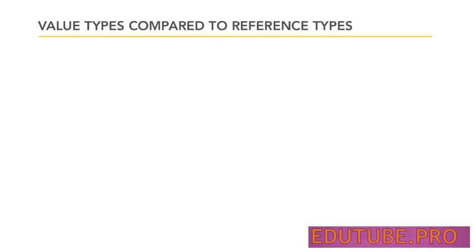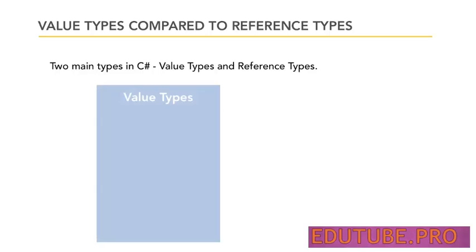Now that we've learned how to create our own classes in C#, we've come to an important point in the course where we need to learn the difference between value types and reference types. C# has two main types. There's value types and there's reference types.